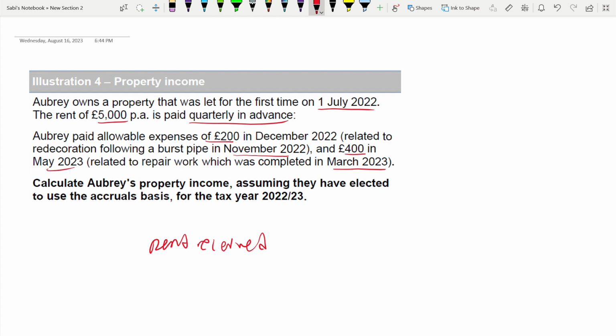So for how many months? July, August, September, October, November, December, January, February, March, 9 months. Okay, 5000 divided by 12 into 9 months, which would be equal to 3750. See, up to March. Okay, so it's July to March. Calculate yourself and check, it's 9 months.